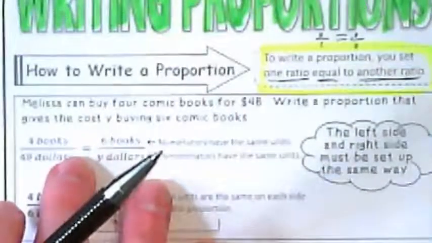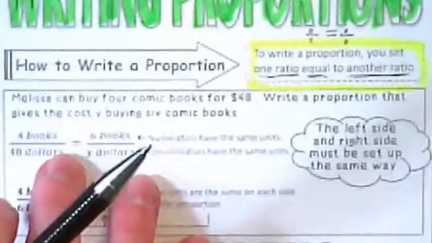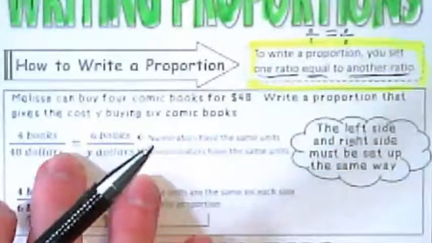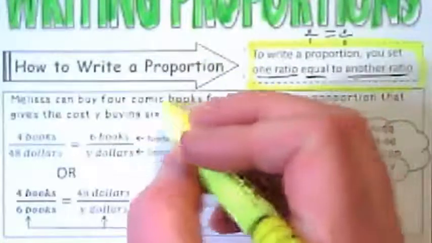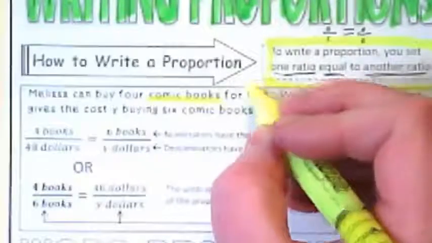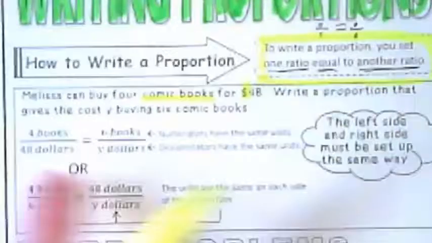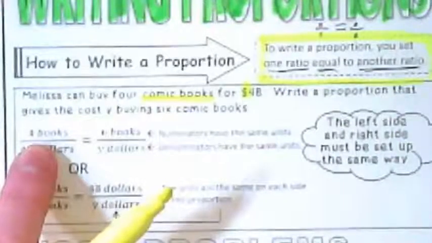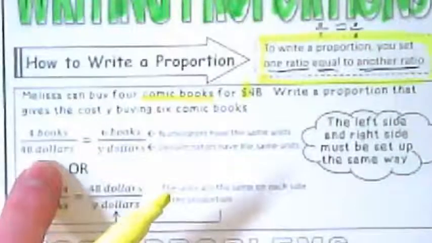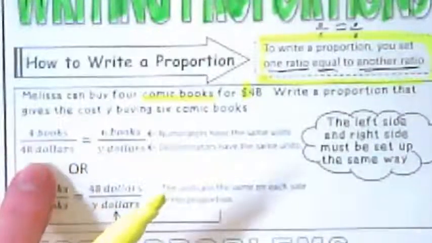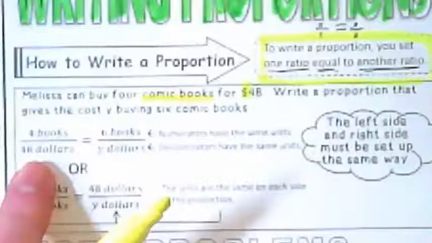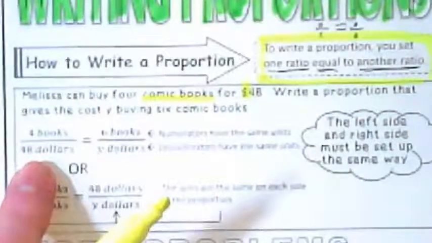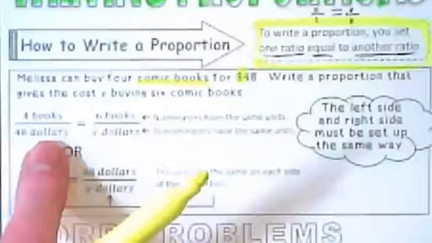Okay, so in our next space, we're going to do a little practice on this. Melissa can buy 4 comic books for $48. What are the two things being compared here? We have comic books and we have money. So we've got 4 books and $48. This is from the first sentence. Notice I haven't even read the second sentence yet. I'm just looking at what are the two things being compared? Comic books and money. And then I'm filling in the numbers with what I know from that first sentence.